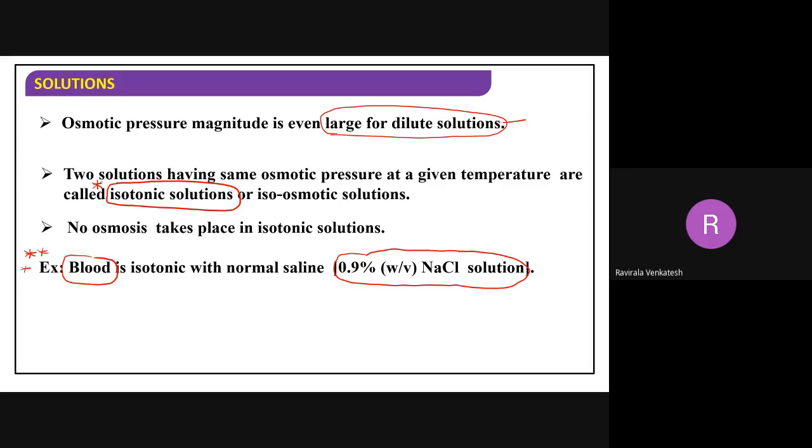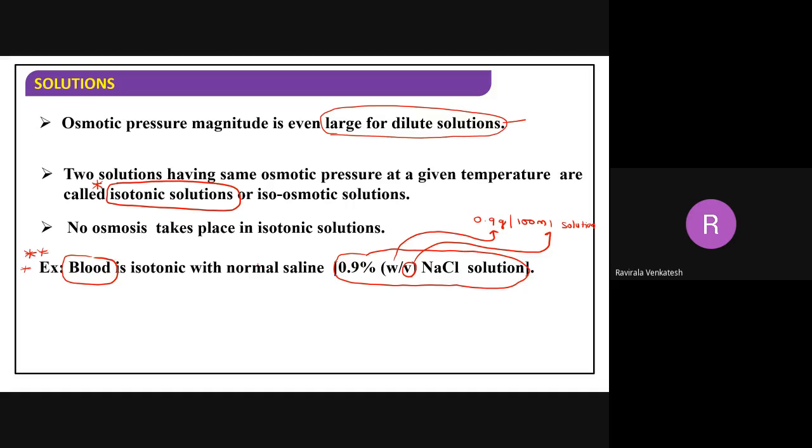0.9% W by V means 0.9 grams present in 100 ml of solution. Here V is the solution volume, and W is the weight of the solute. That is what I have to take here.